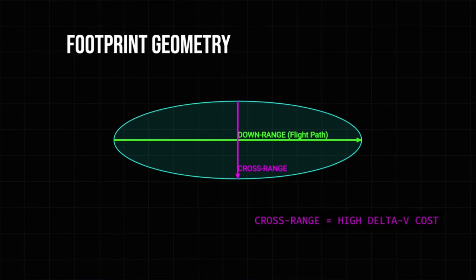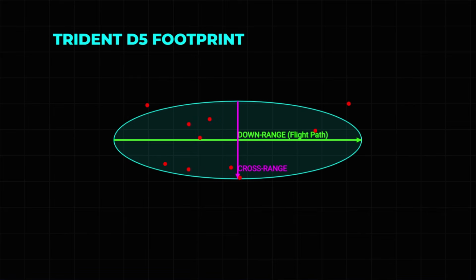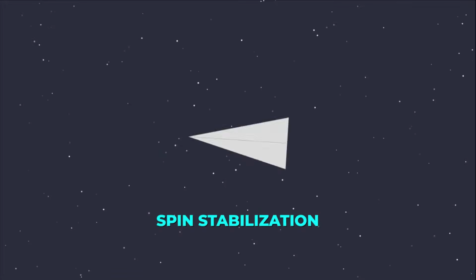Achieving large cross-range separation, perpendicular to the flight path, is significantly more fuel-intensive than achieving downrange separation. Cross-range maneuvers require substantial lateral velocity changes, demanding a disproportionately larger fraction of the total delta-v budget. For example, the Trident D5 system possesses a footprint capable of covering thousands of square kilometers, allowing targets to be distributed widely across a region, complicating anti-ballistic missile defense strategies designed for clustered impacts.